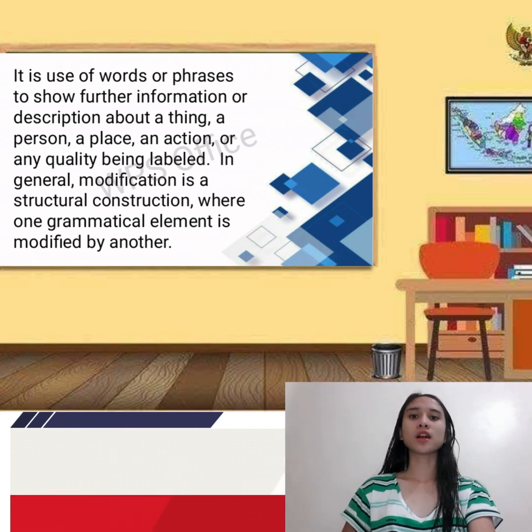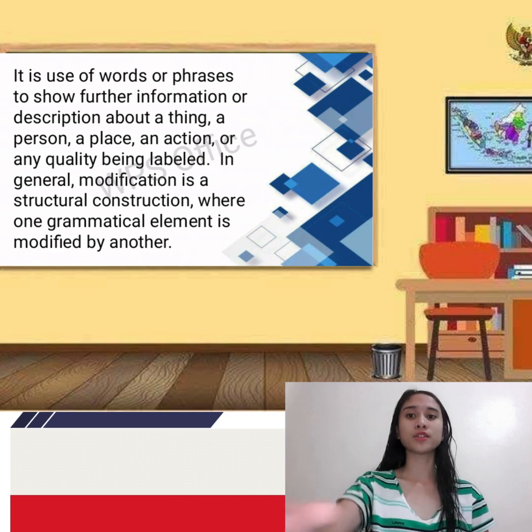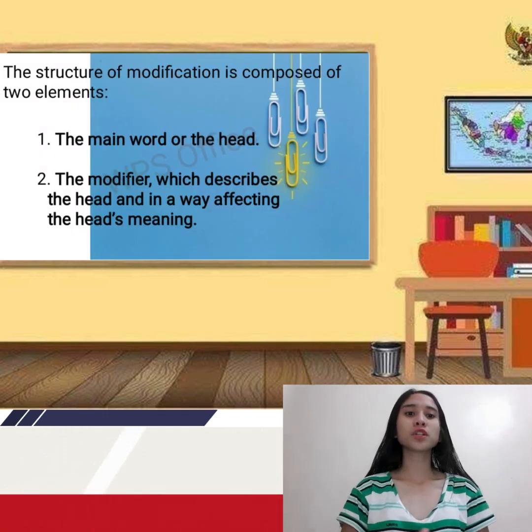What is it exactly? It is a use of words or phrases to show further information or description about a thing, a person, a place, an action, or any quality being labeled. In general, modification is a structural construction where one grammatical element is modified by another. The structural modification is composed of two elements.